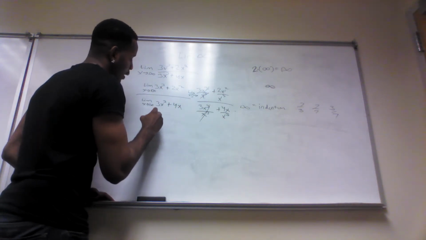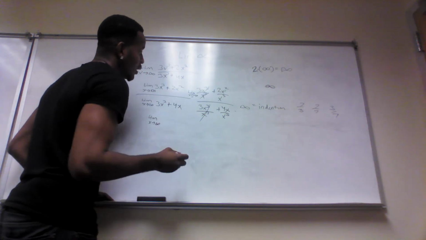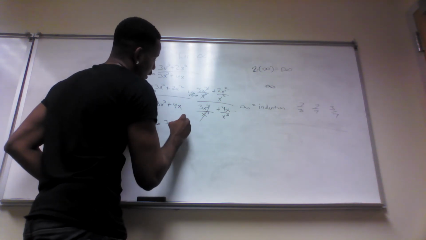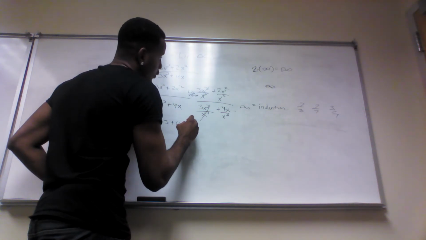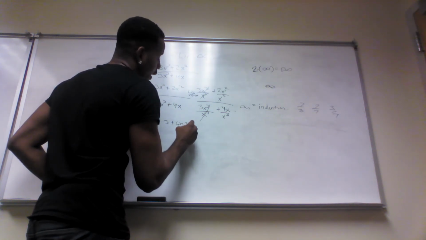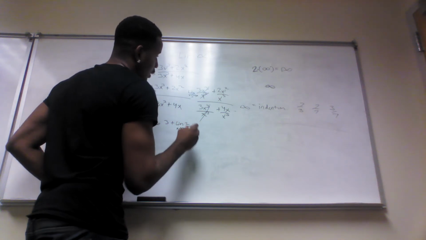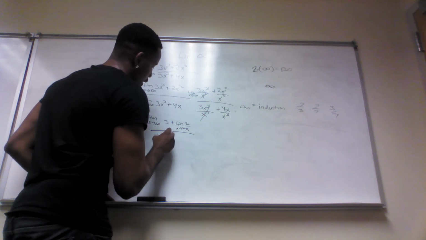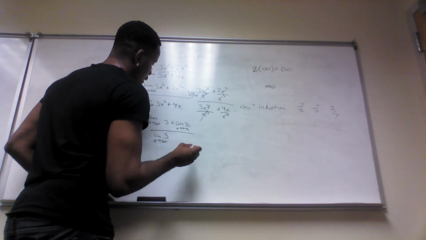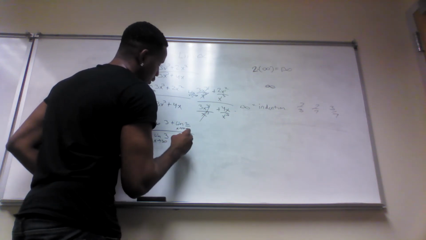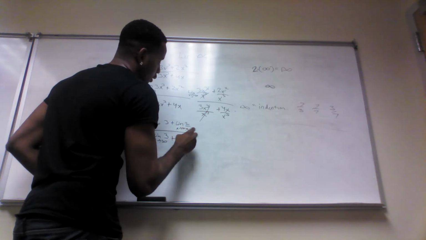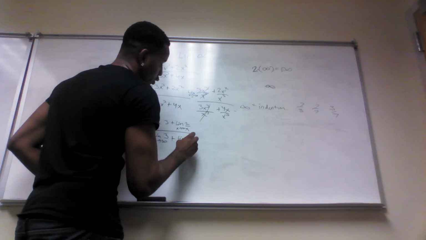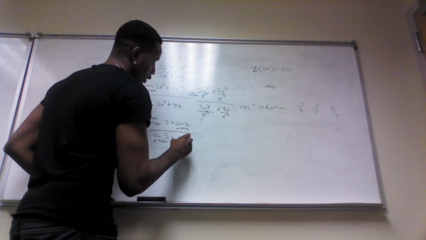So we're left with the limit of x approaching infinity of 3, plus the limit of 2 over x as x approaches infinity, all over the limit of 3 as x approaches infinity, plus the limit of 4 over x squared as x approaches infinity.